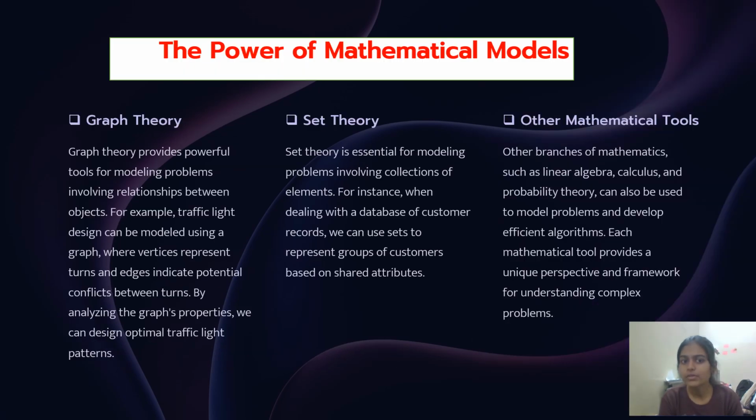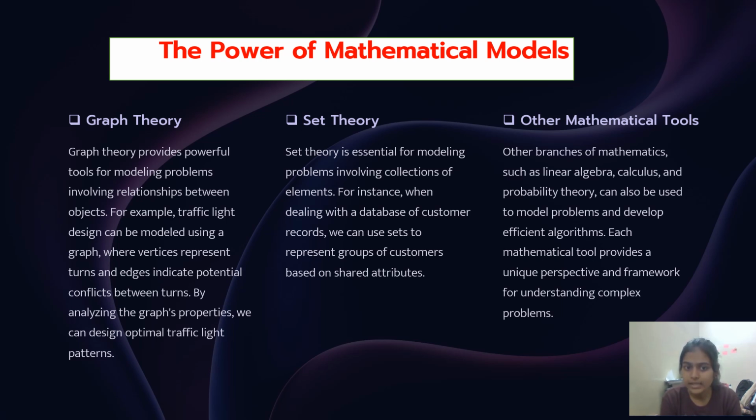Now we will go through the power of mathematical models. First is graph theory. Graph theory provides powerful tools for modeling problems involving relationships between objects. For example, traffic light design can be modeled using a graph where vertices represent turns and edges indicate potential conflicts between the turns. By analyzing the graph's properties, we can design optimal traffic light patterns.